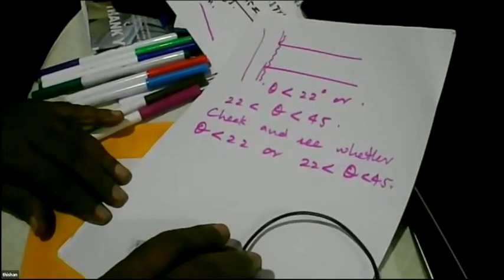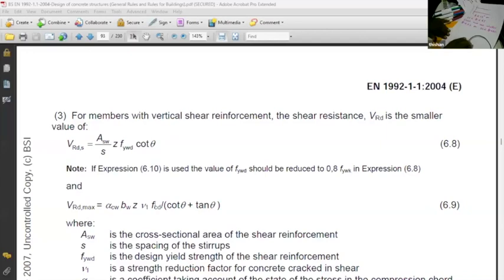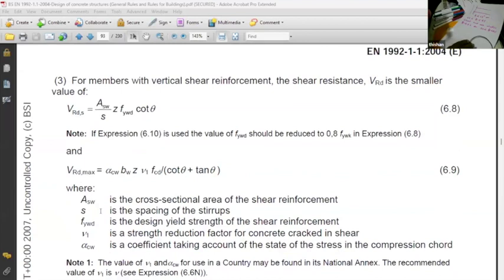For that, we look at the code. This says VRD max is given by some equation, equation 6.9. And it's a big equation: alpha CW, BW, Z, nu 1, FCD, divided by cot theta plus tan theta. Big equation.